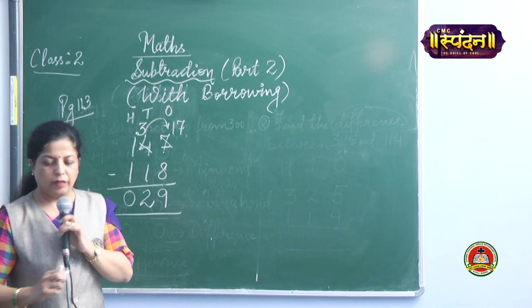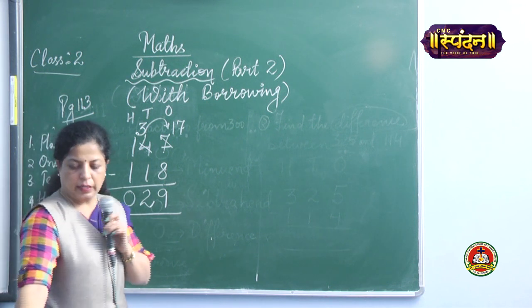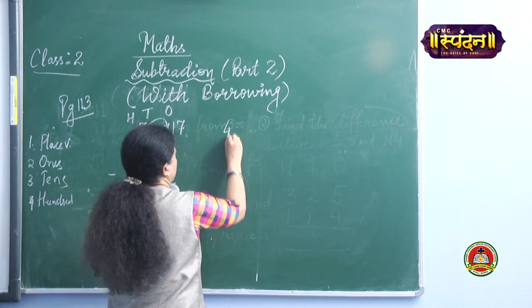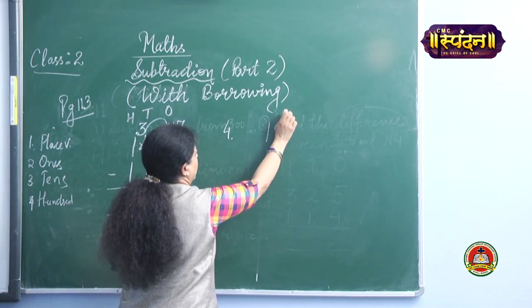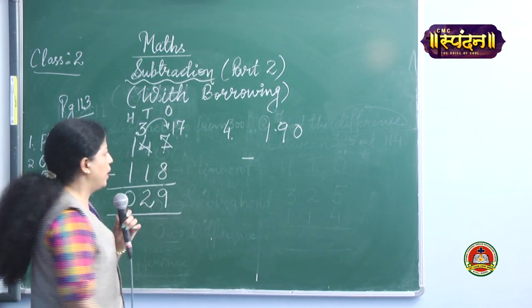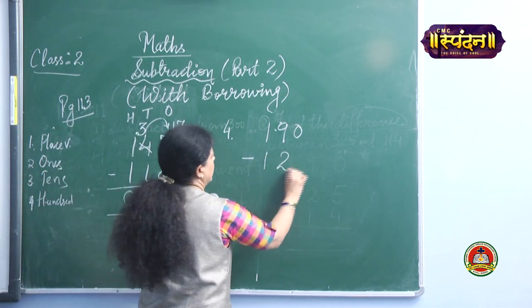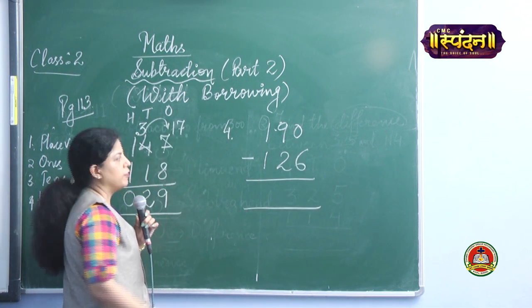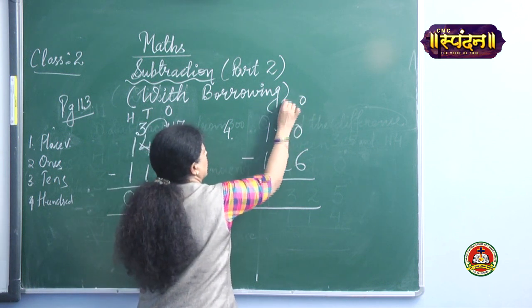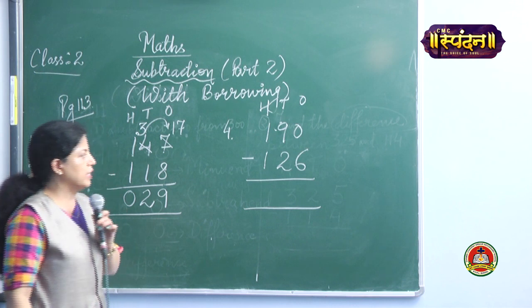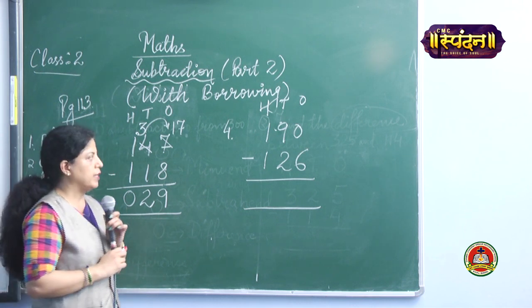Okay. Take one more example. It is question number 4. It is 190 minus 126. It is already there in your book. But the first step, write the ones, write the tens, write the hundreds. And what is the next step? To start from the ones place.